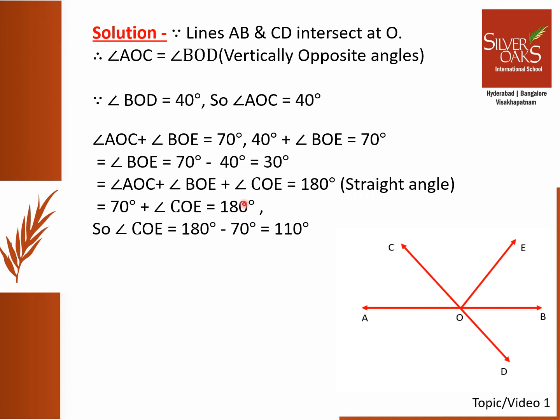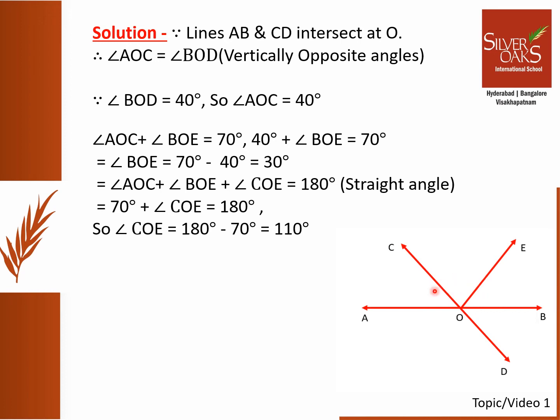Now, it's also given that angle AOC plus angle BOE is 70. This angle plus this angle is 70 degrees. It's given. This you found out as 40. So this will be 70 minus 40, 30 degrees. So angle BOE is now 30 degrees, right?